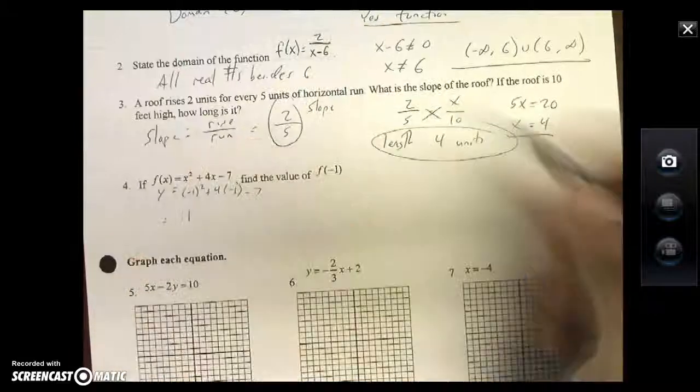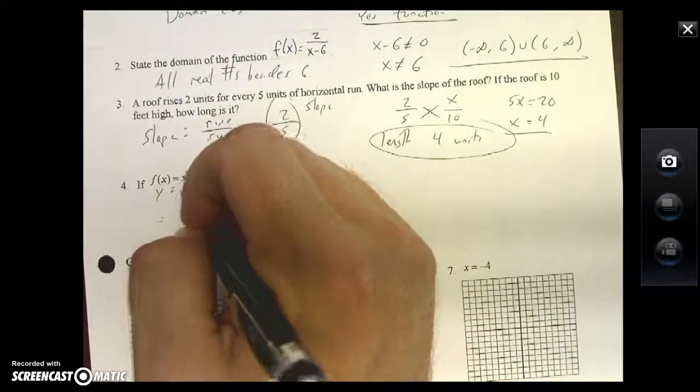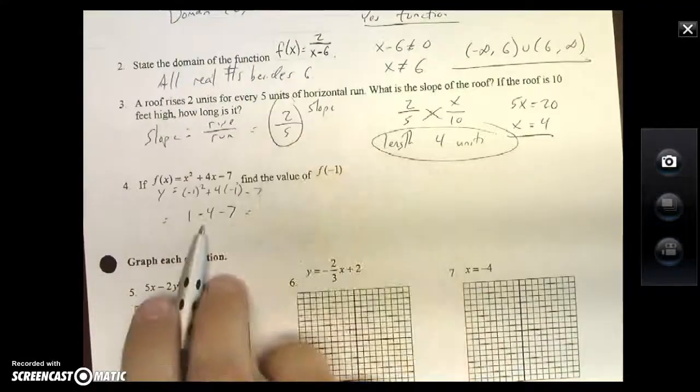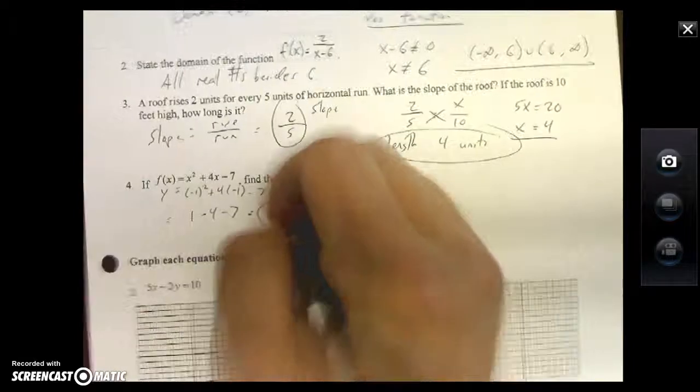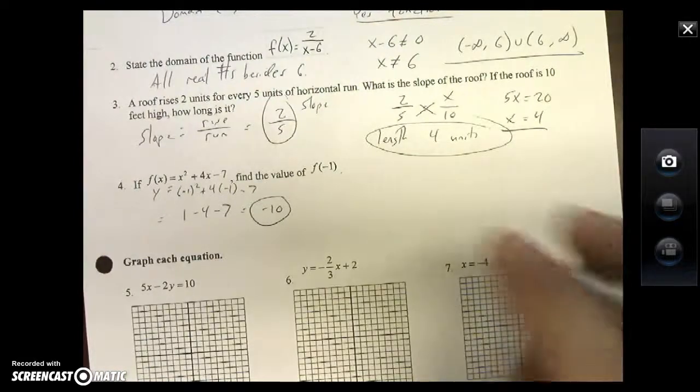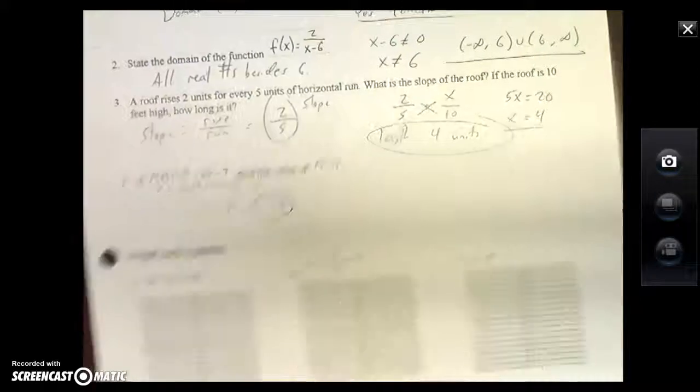So we get 1, 4 times -1 is -4 minus 7. -11 plus 1 is -10. Boom, boom goes dynamite. We're all good. Okay? Cool. Alright, wonderful. Moving right along.